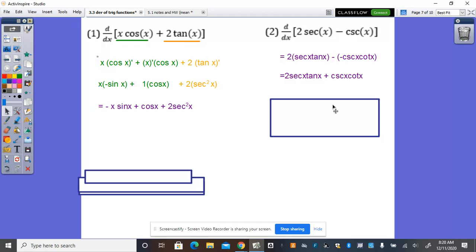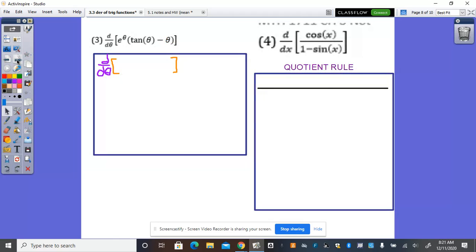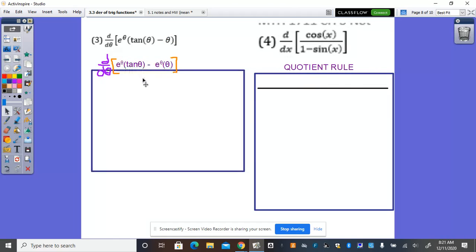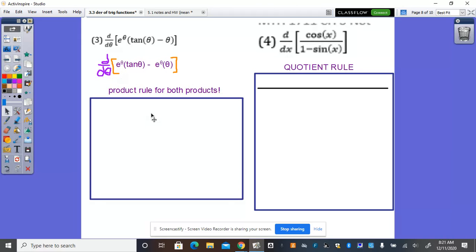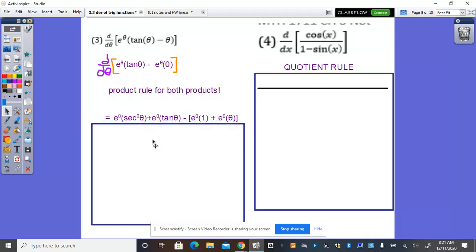All right, number 3, what I did is I distributed first, I believe. So I rewrote the original problem. Does this make sense? I distributed the e theta. So I put e theta with tangent theta, and then I distributed this e theta with regular theta. And now we are going to do the product rule here and the product rule here. So product rule for both. And just take your time to make sense.